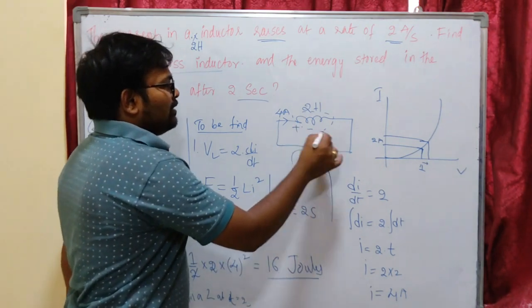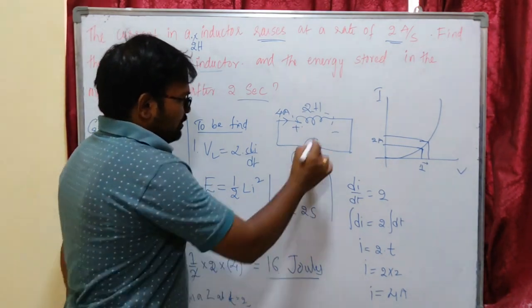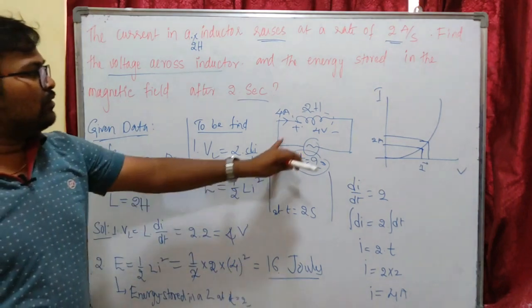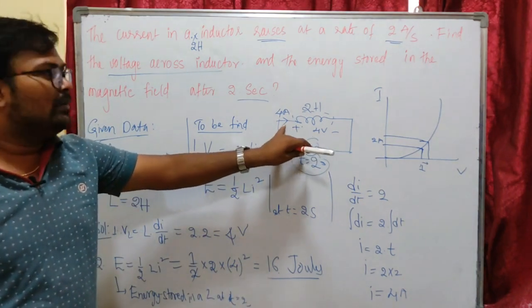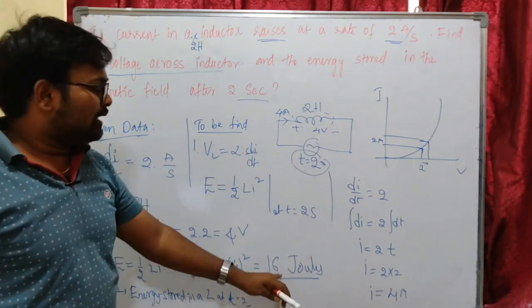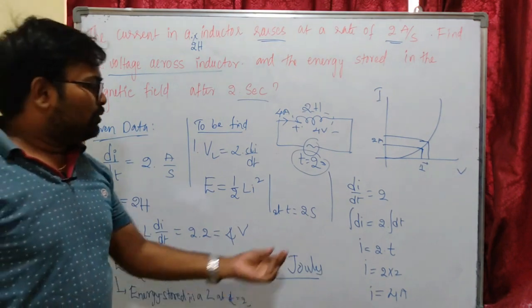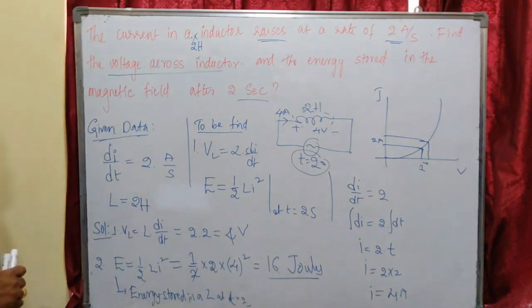Okay, what is the voltage across the inductor? That is 4 volts here. At a voltage of 4 volts across the inductor and a current of 4 amperes, a 2 Henry inductor will store energy of 16 joules after 2 seconds. So this is the idea. Okay, so with this I am concluding inductor. Let us go for capacitor.